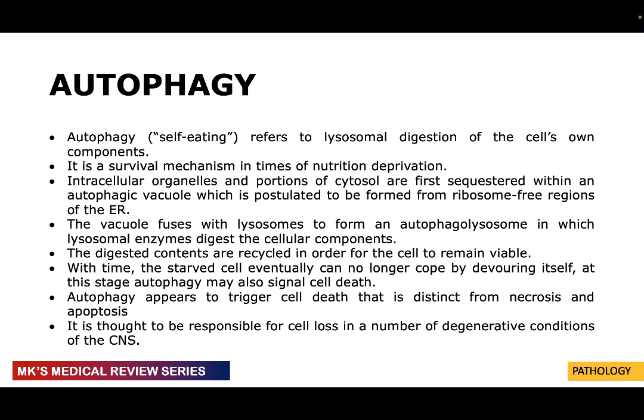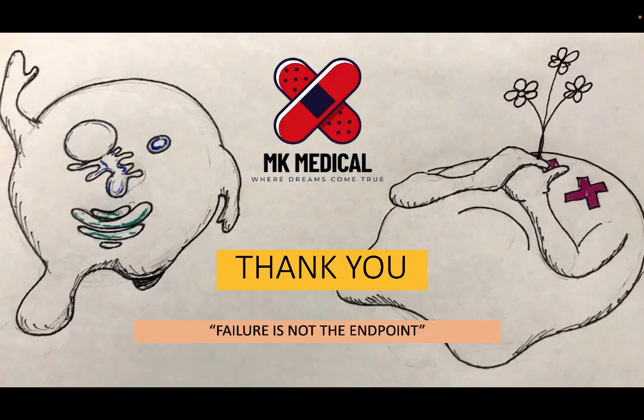Remember that autophagy appears to trigger cell death that is actually quite distinct from the necrosis and the apoptosis that we actually discussed earlier on. And it's actually what we think may be happening in many of the degenerative conditions that are affecting the central nervous system. I really hope you enjoyed this lecture on cell death, on apoptosis and necrosis.